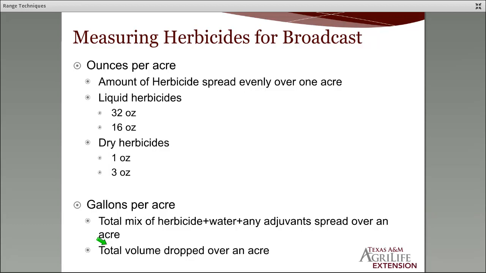Lots of times with all liquid herbicides, we are doing 32 ounces a quart or 16 ounces a pint spread over an acre. With dry herbicides, lots of times we are looking at 1 ounce or maybe up to 3 ounces. Keep in mind the gallons per acre, that's the total mix: herbicide, water, any surfactant sprayed over an entire acre evenly.